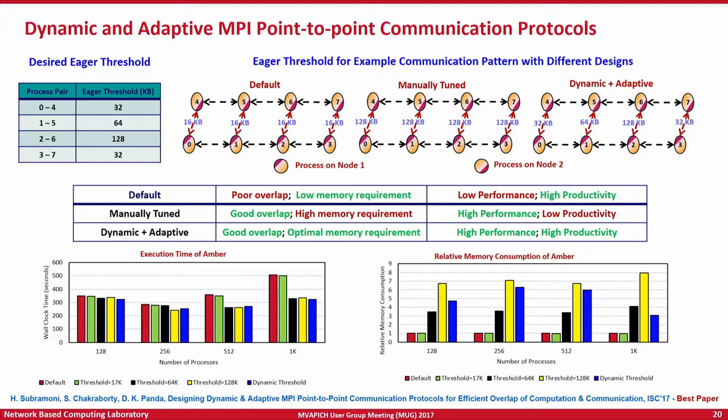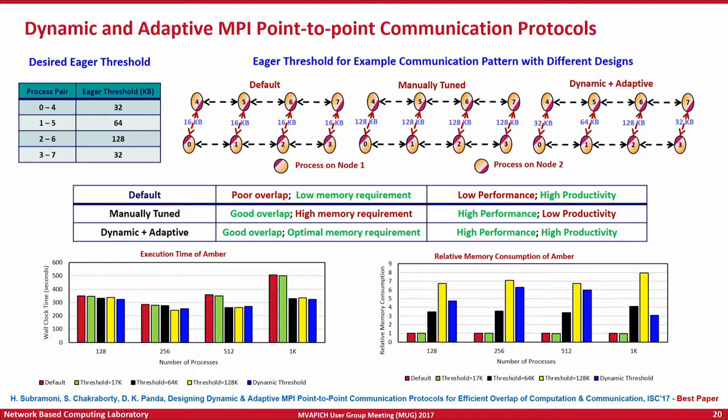So this is high performance, and because this has to be done manually each and every time, and for each and every communicating process pair, this has very low productivity. So the proposed dynamic and adaptive scheme, because it automatically figures out the optimal size, and it automatically figures out whether we need overlap based on profiling of internal communication requests, gets good overlap and optimal memory requirement. So this we would like to call high performance, and because the application developer does not have to do anything, high productivity.